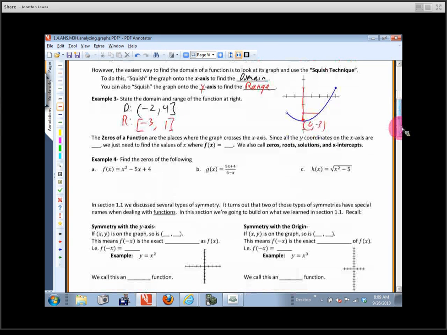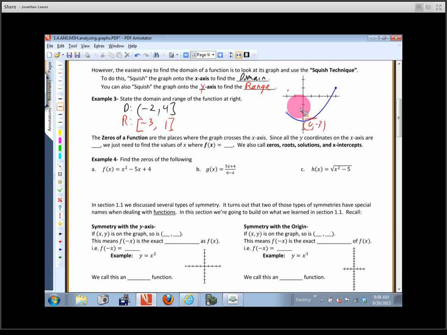And we use what we'll call the squish technique. If I want to find the domain, I take the graph and I squish it onto the x-axis. So everything from here all the way to here is covered. And notice that's an open endpoint, so we didn't include the -2. And then if we squish it on the y-axis, everything from here all the way up to there is covered. And we talked about why that's a square bracket on both of those. Okay? And that's where we left off.